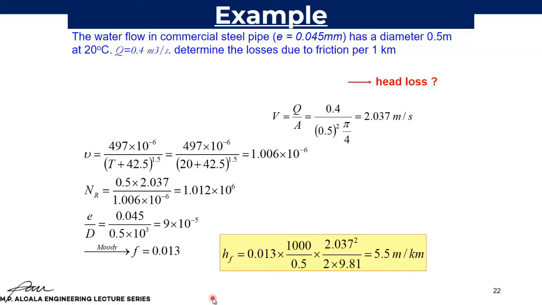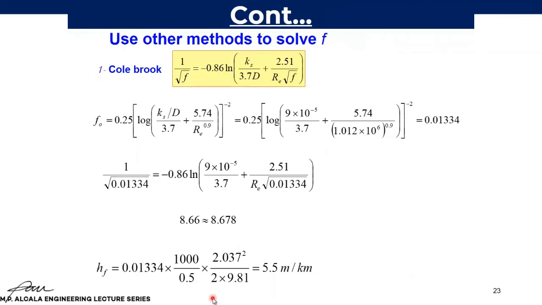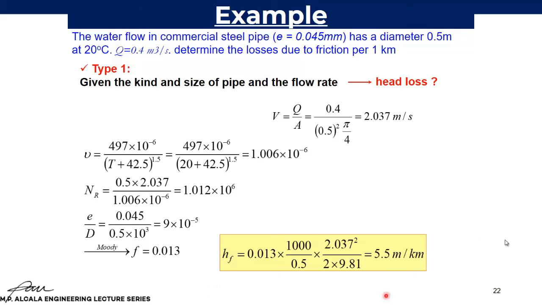Another example, the water flow in commercial steel pipe, again given the kind of pipe, has a diameter of 0.5 meters at 20 degrees Celsius. Given also the discharge, we are to determine the head loss. Again, this is a type 1 problem. So solving for the velocity, it is just simply the discharge divided by the area of the pipe. So 0.5 squared, that came from the diameter, multiplied by pi over 4 will give us the velocity of 2.037.